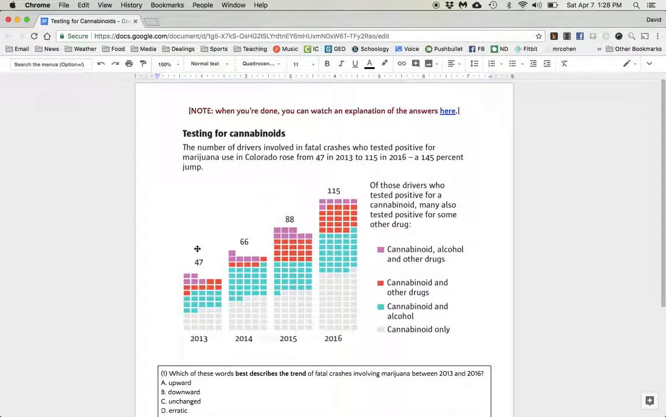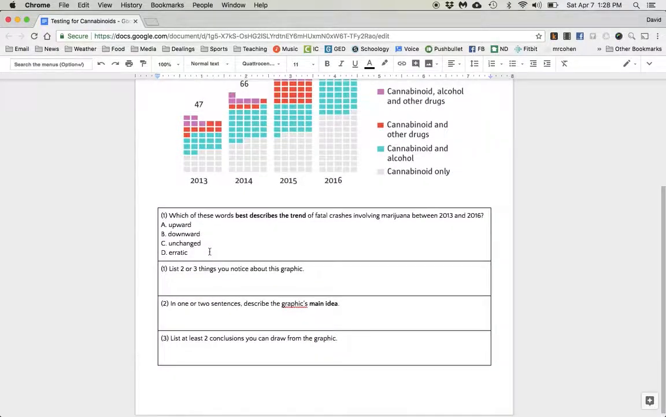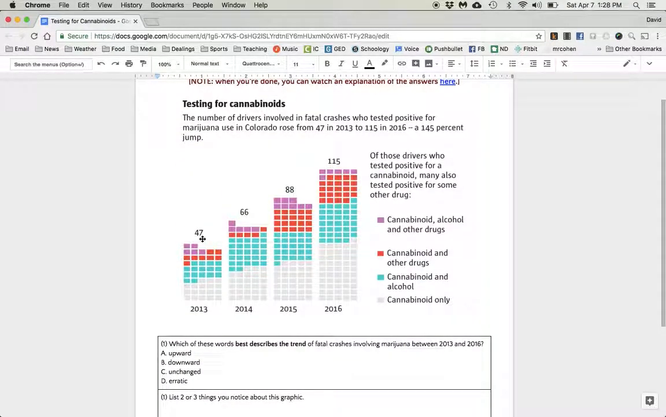Conclusions that I can draw. This is sort of tempting to draw political conclusions that like this marijuana is a danger and is killing more people. I would be reluctant to make that my conclusion because the sample size here is 47 people, 66 people, 88 people, and 115 people. And maybe that's a lot of people. Certainly if you knew one of those people, that would be really significant.